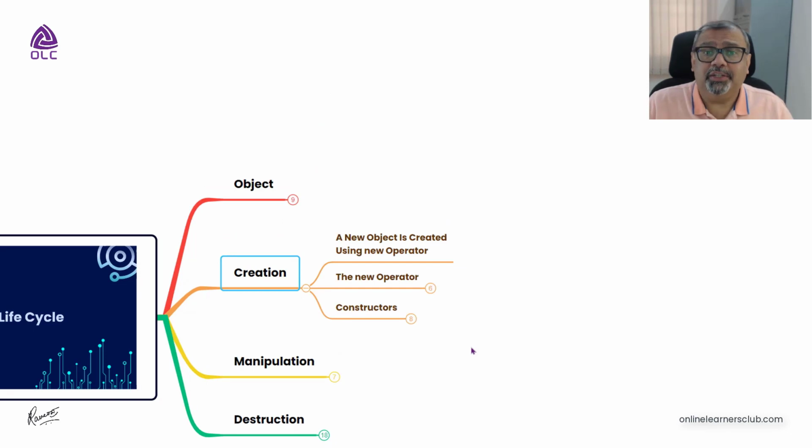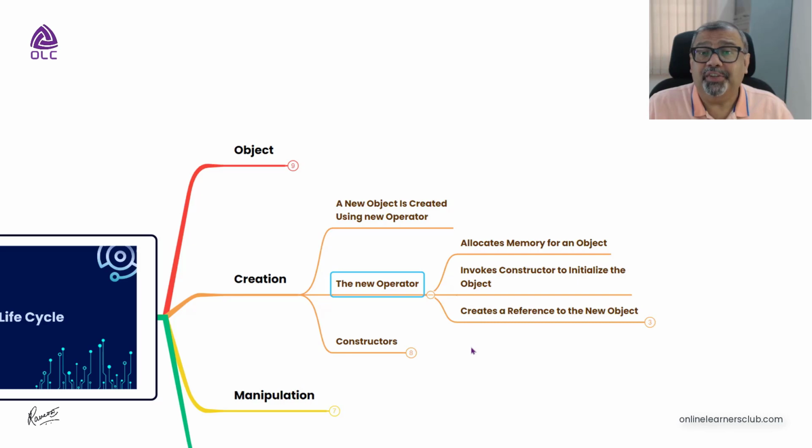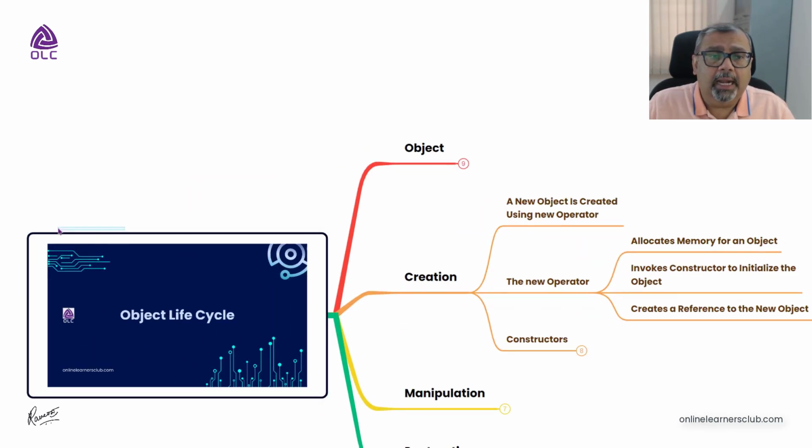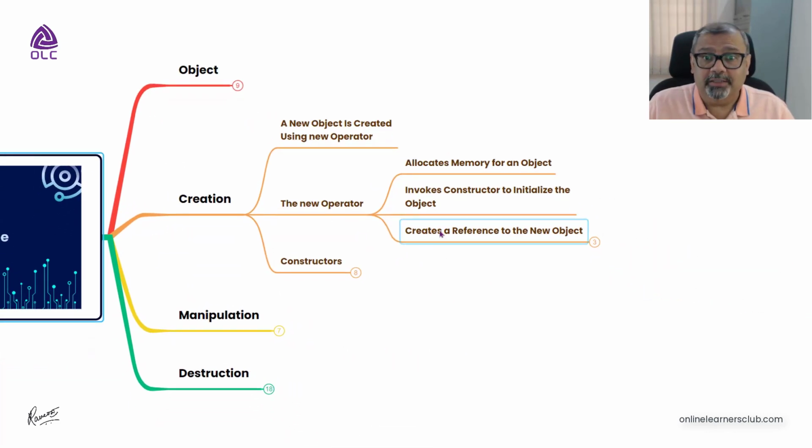So let us look at the creation cycle. An object is created using the new operator. The new operator is a very important element in object-oriented programming languages like Java, and it allocates memory for the object and invokes the constructor to initialize the object. If I create an object, I need some initialization. So we have a constructor which can be used for initializing the variables, which is another way of creating the initial state of the object.